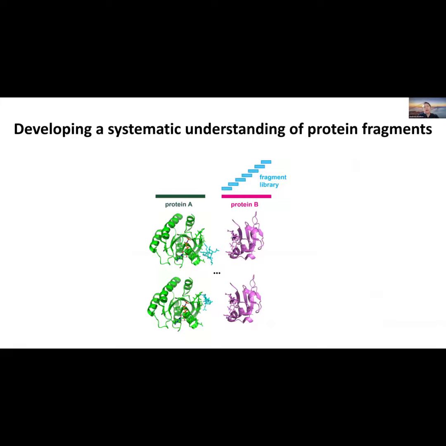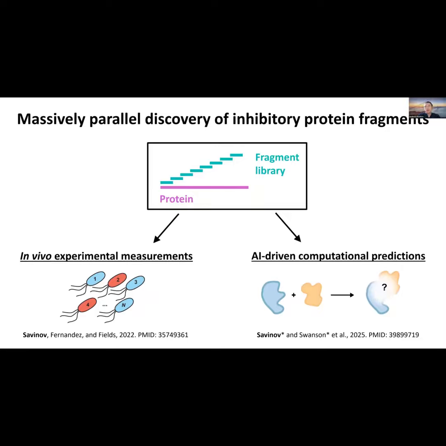And this would really be enabled by an approach in which we could actually make high throughput measurements of many or even all of the fragments of a protein and their ability to inhibit its interactions in parallel. So we developed two complementary ways to go after this problem. One is high throughput in vivo experimental measurements in living cells, where we actually put libraries of these protein fragments directly in cells and read out their functional consequences. And the other is massively parallel computational predictions using AI methods to actually predict the ability of these fragments to inhibit interactions by predicting their binding interactions.